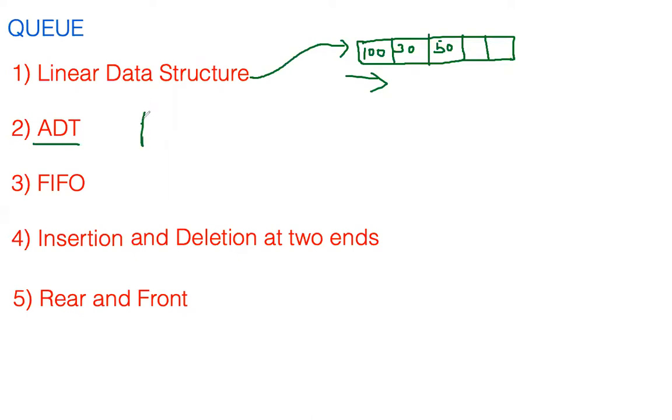Like a stack, for a queue also we can have two implementations. One is using an array and another is using a linked list.